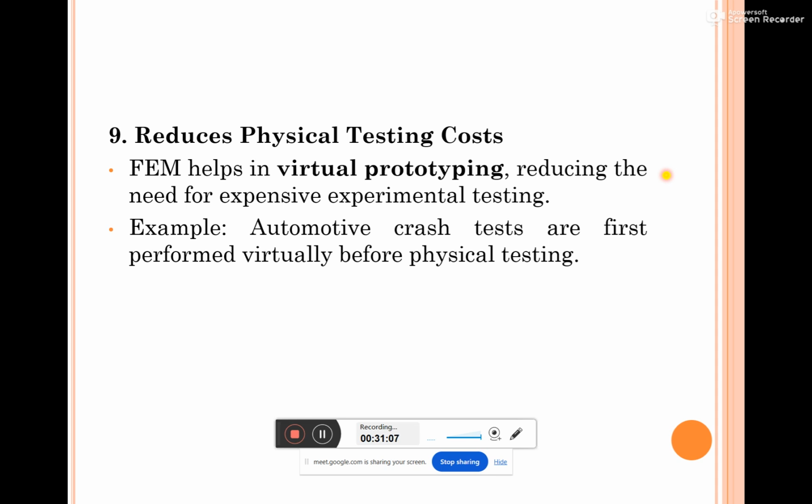So nowadays, one of the good software is LS-DYNA. LS-DYNA is one of the most used software to perform crash analysis. So that is one example. So to reduce such things, you can use this physics FEM analysis.